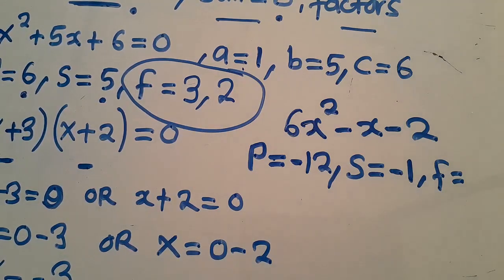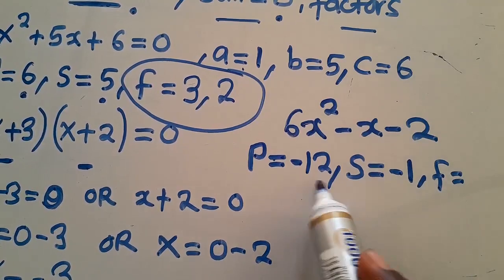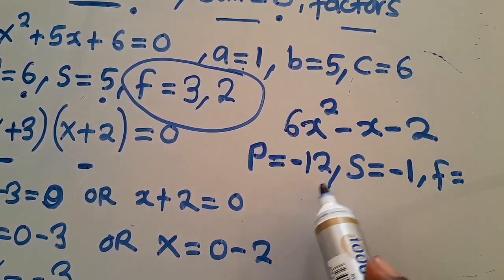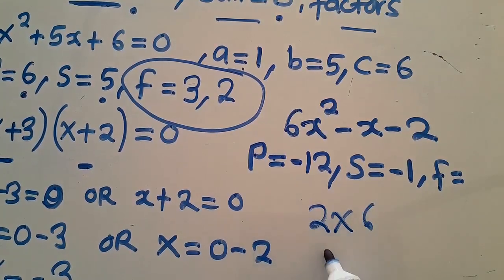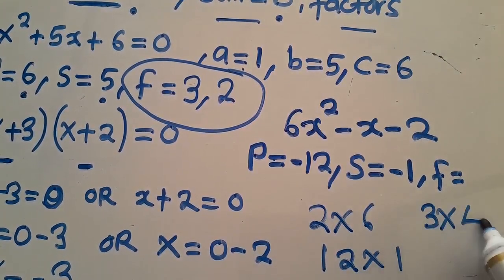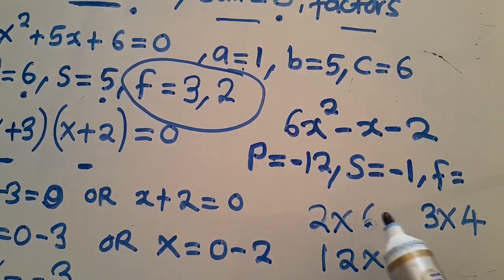So what are the factors? Two numbers that you can multiply to get negative 12. So the numbers that are there, we've got 2 times 6, we've got 12 times 1, we've got 3 times 4. I think these are the common numbers that we can multiply to get 12.